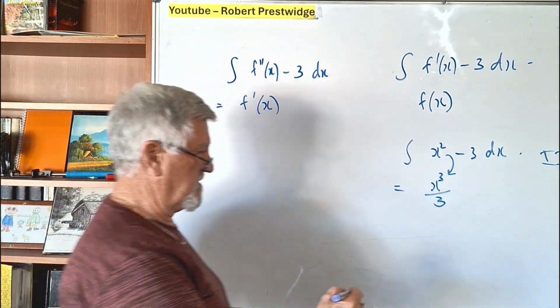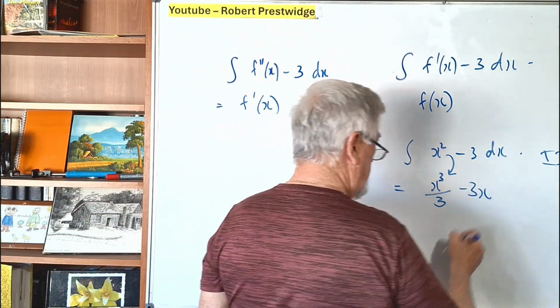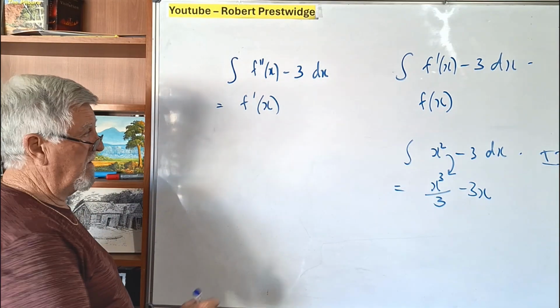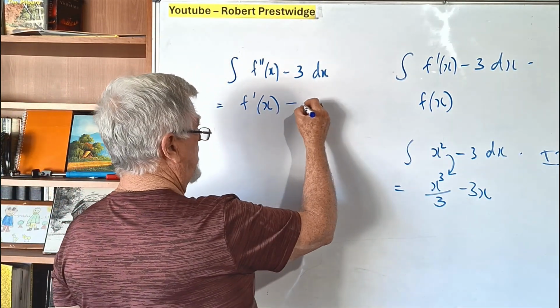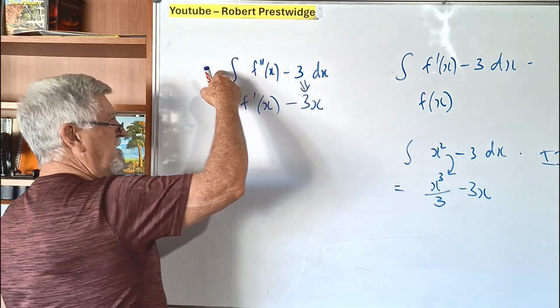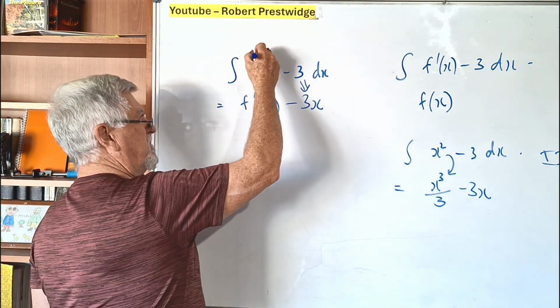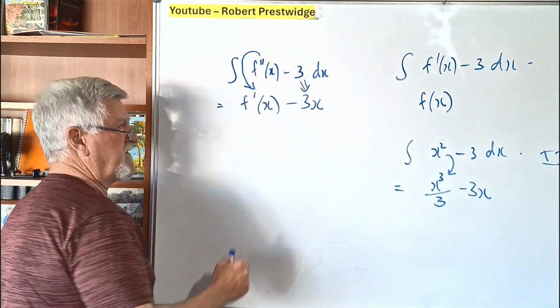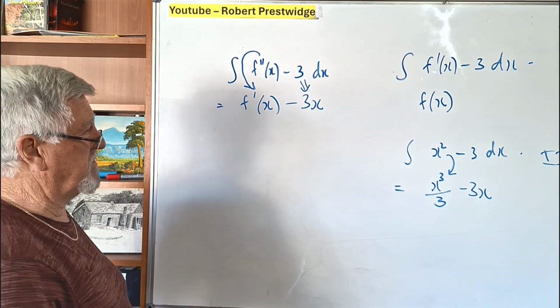Well, what happened to the 3, or the minus 3 in this case? It becomes a minus 3x. So watch out for that trap as well. This one's going to become minus 3x. So there's one of the traps here. If you anti-differentiate the second derivative, it becomes a first derivative, and the minus 3 becomes a minus 3x.